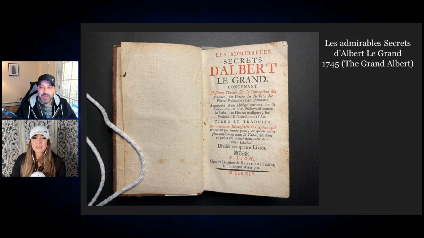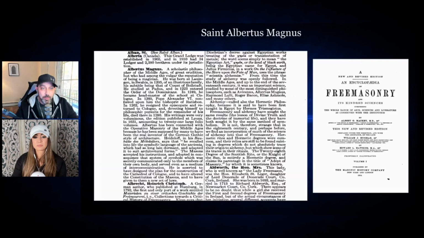According to the Encyclopedia of Freemasonry and its Kindred Sciences, comprising the whole range of art, science, and literature as connected with the institution, by Albert G. Mackey, which I find very interesting because when it comes to ghost hunting, everybody goes to Mackey's place. 33rd degree, author of the History of Freemasonry, the Lexicon of Freemasonry, a Textbook of Masonic Jurisprudence, Symbolism of Freemasonry. This is a book of Freemasonry that mentions something about Albertus Magnus.